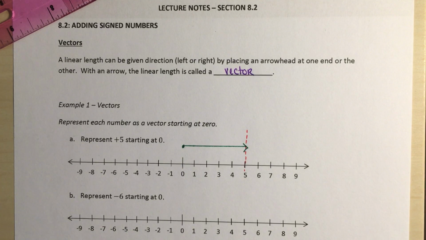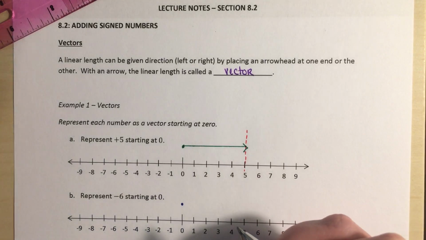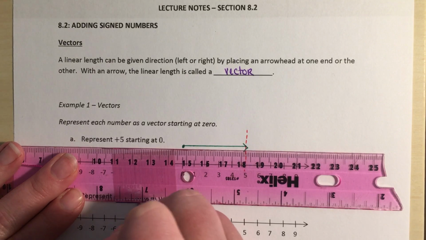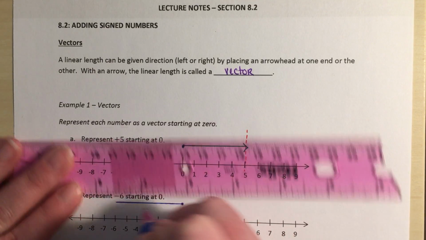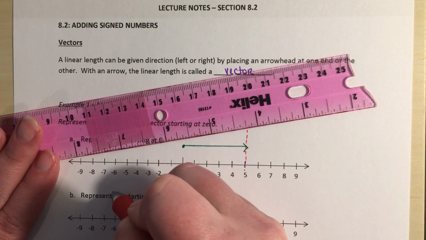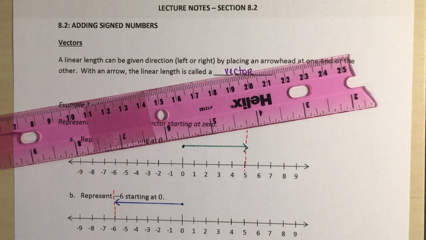Next I'm going to represent -6 starting at 0. So again, I'm going to start at 0 here. Negative means we're going to the left, so we represent this by a vector going to the left that way. And then our arrow goes there, so this vector stops at a value of -6. For the most part, you're not going to have to worry too much about drawing these different vectors out because you're doing your homework in MyMathLab, but if it does help you to visually have these in front of you, definitely feel free to do so.